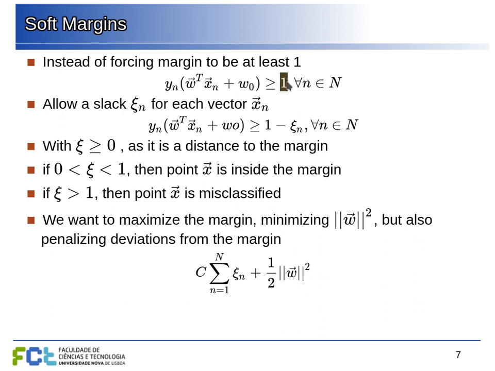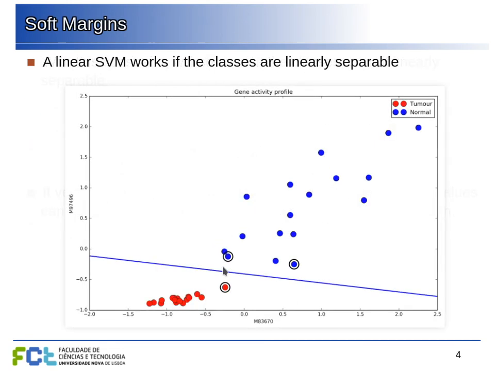Instead of having a hard constraint that this must be at least 1, we say that this must be at least 1 minus some xi value here that we consider to be positive, or 0, and this would be a slack variable that allows us to violate the constraint by increasing the size of this variable. So if this xi value is between 0 and 1, this means that the point is approaching the discriminant but did not pass to the other side.